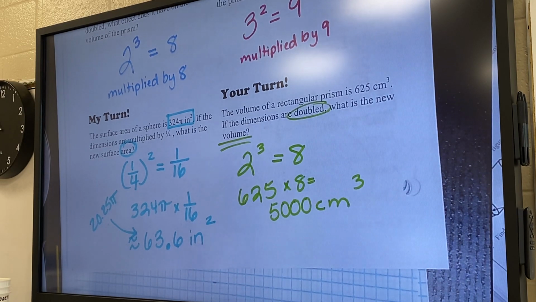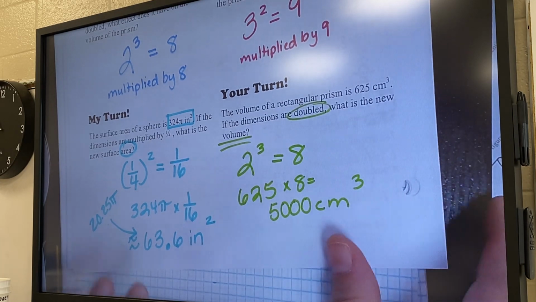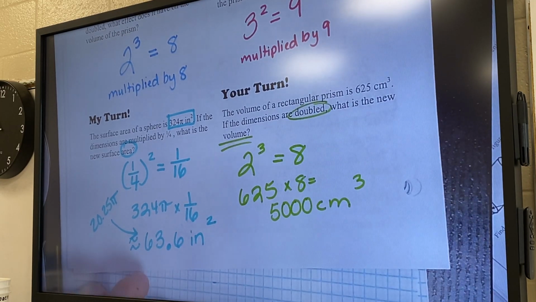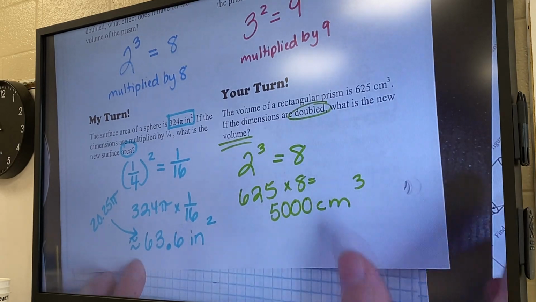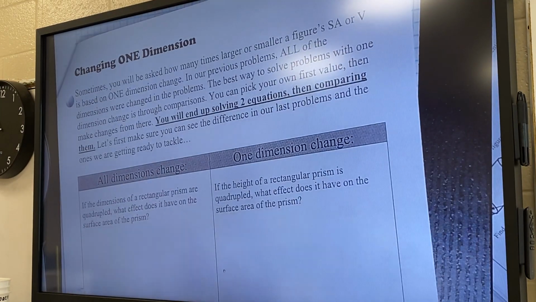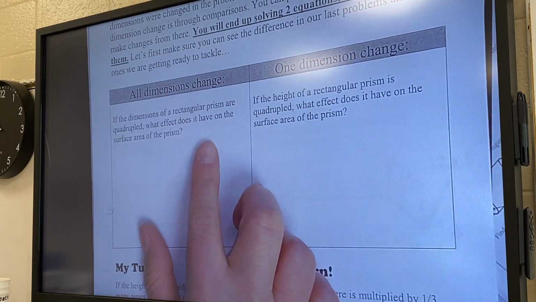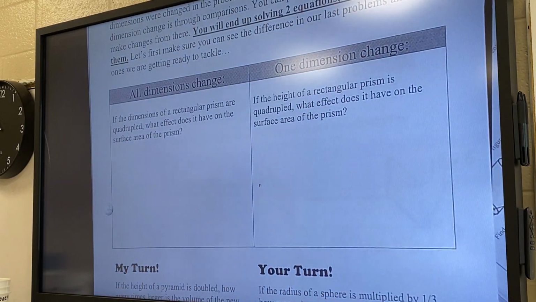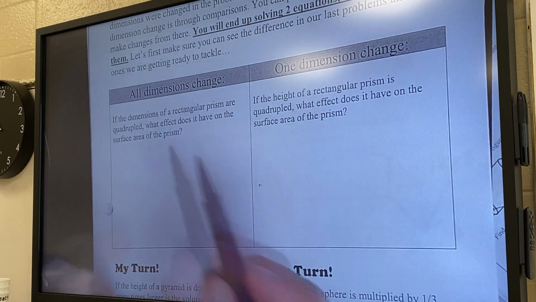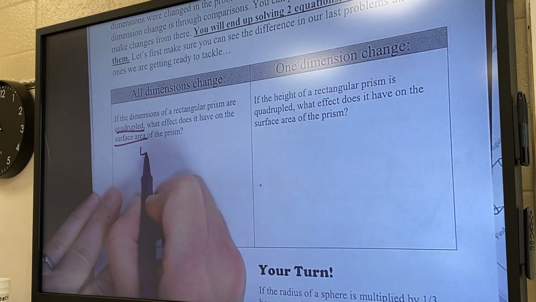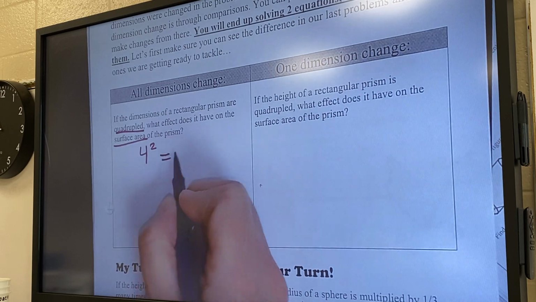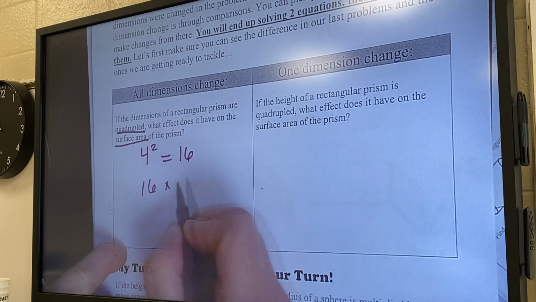Flip it over. So this is going to be just changing one thing instead of changing everything. This is the most complicated. When all the dimensions change, that's what we just did. If I told you it was quadrupled and it was area, you would just say 4 squared is 16, so it'd be 16 times bigger.